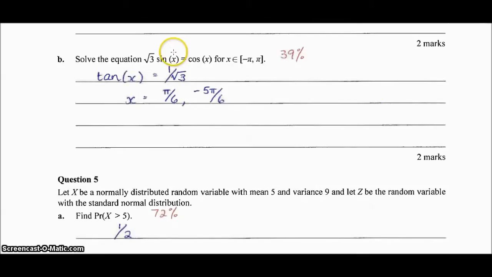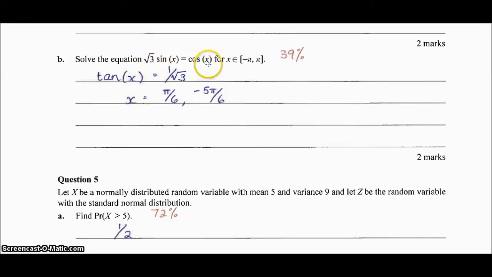Alright, and then part B, solve the equation root 3 sine of x is equal to cos of x between negative pi and pi. Simplest way to do this, if you've got a sine on one side and a cos on the other side, divide both sides by cos. So sine divided by cos gives you tan, and cos divided by cos is just 1. So you end up with root 3 tan of x is equal to 1.